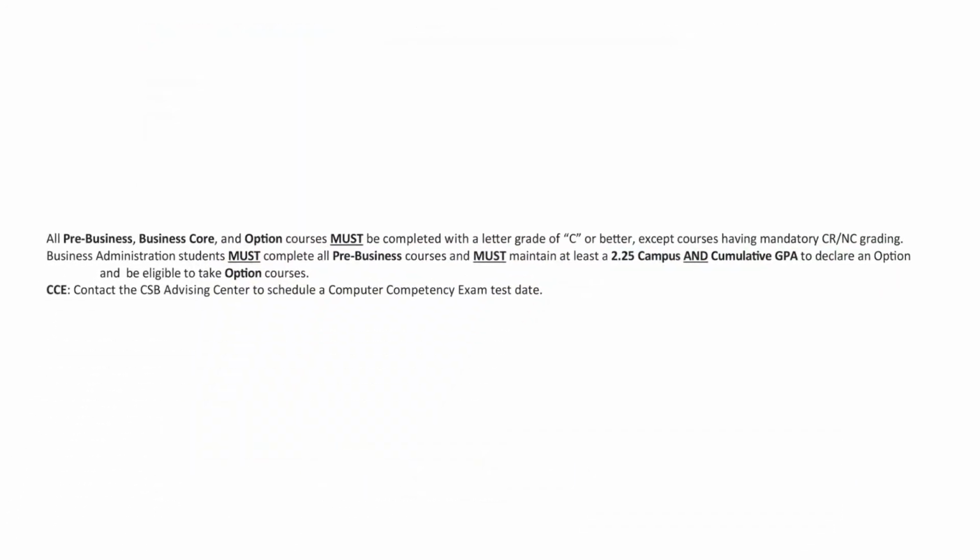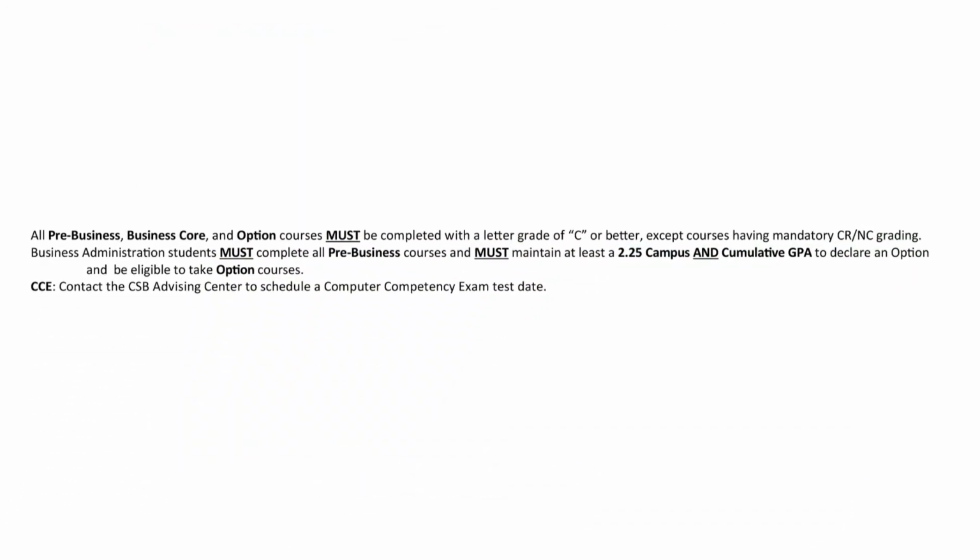The notes at the bottom explain that all pink, blue, and green courses must be taken for a letter grade and must be completed with a C or better. They also note that you must complete all of the pink courses and have both a campus and total GPA of 2.25 or higher before you can declare the business option you are interested in.